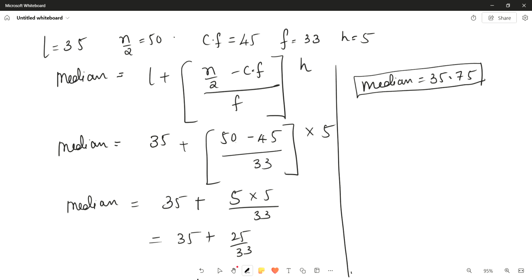I feel just do direct division. This one, whatever answer you will get, add with this. Okay, and 2 decimals is enough. Don't do more than that. Okay.